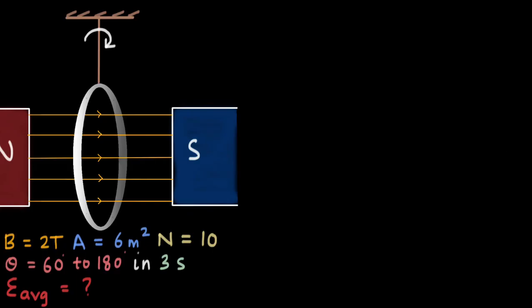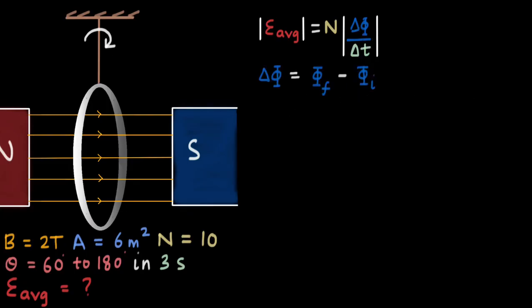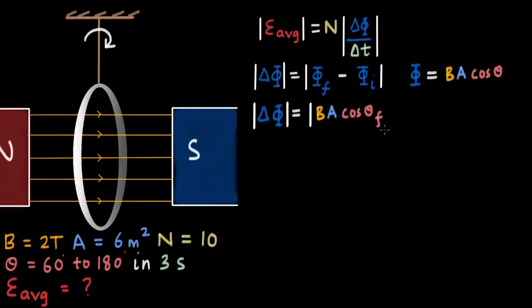Alright, so the average induced EMF is given by the same relation, which is N into change in magnetic flux, delta phi by delta t, and we are interested in the magnitude, so we see the mod signs over here. Now we already know the time interval delta t, which is 3 seconds in this one, so we only need to figure out the change in magnetic flux. Change in flux is final minus initial, and flux is BA cos theta. So we can write change in flux as BA cos theta F, which is the final angle, minus BA cos theta I, which is the initial angle.